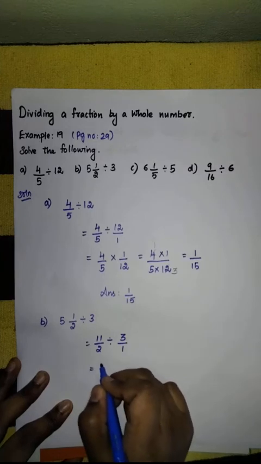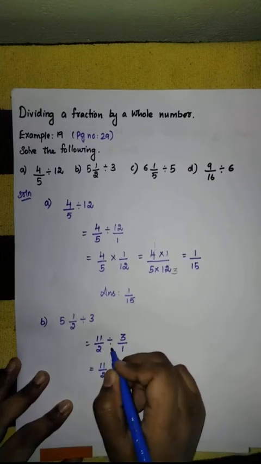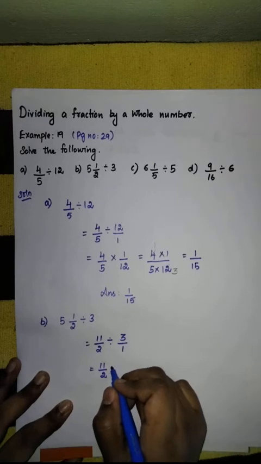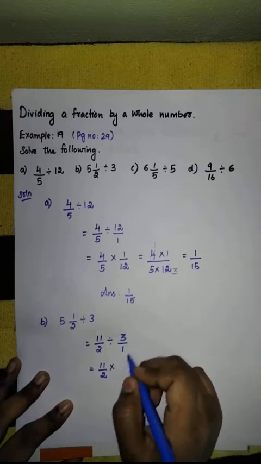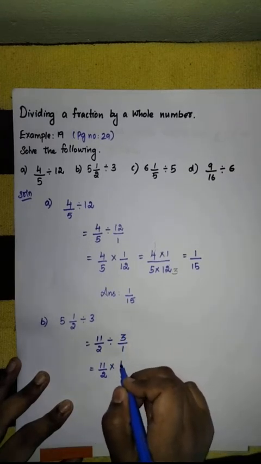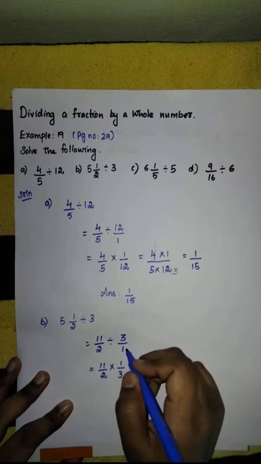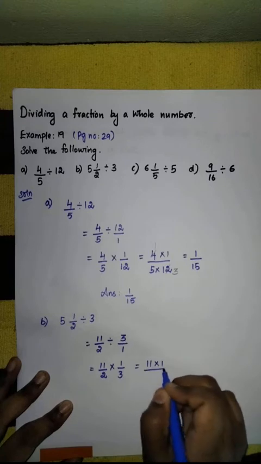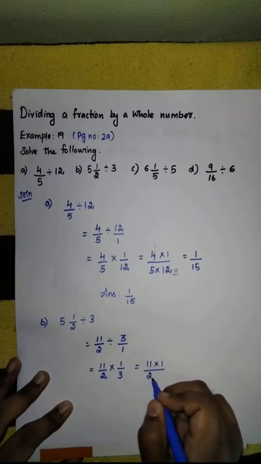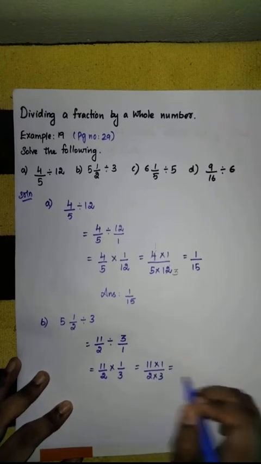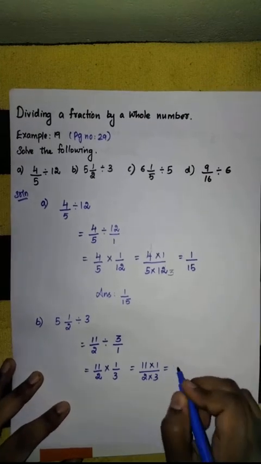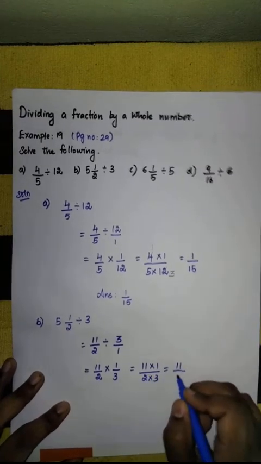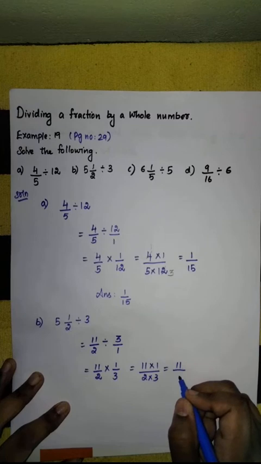So next do the division. For 11/2, this division sign changes to a multiplication sign. Then take the reciprocal of the second fraction: 3/1 changes to 1/3. Now multiplication. 11 into 1 divided by 2 into 3. Here there are no common factors, so just multiply. 11 into 1 is 11, divided by 2 into 3, which is 6.